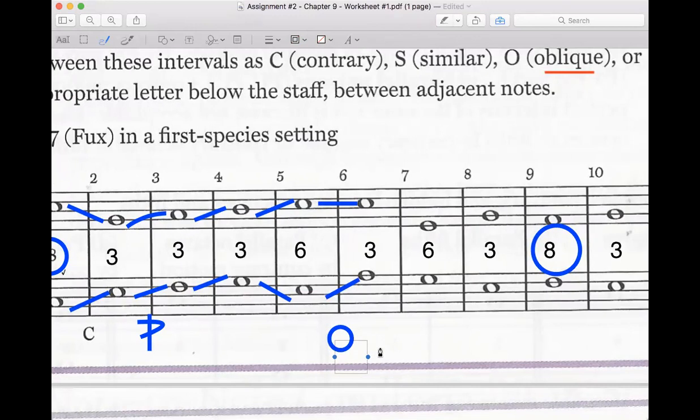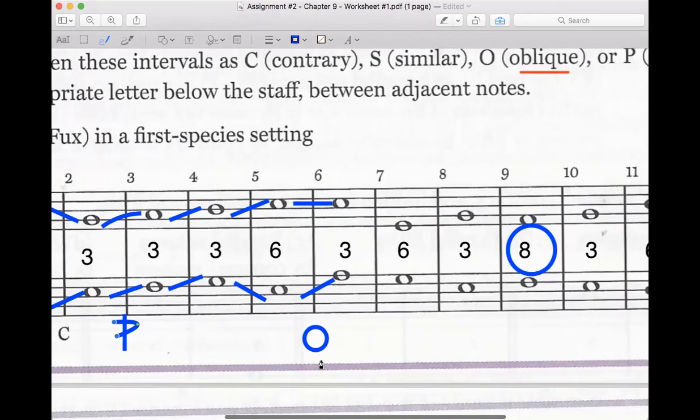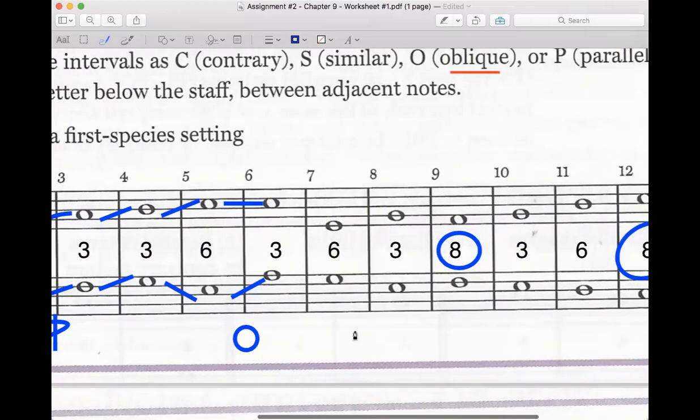Now, you don't see a lot of oblique motion in this style. We will see it from time to time. Again, I described, well, when do you use contrary motion? When do you use parallel motion? When do you use similar motion? Well, we have to be careful with parallel motion and similar motion because of how they approach perfect intervals. Oblique motion, we really only use as a way of getting out of problems. If you really can't figure out another solution, then okay, you could have the same note.